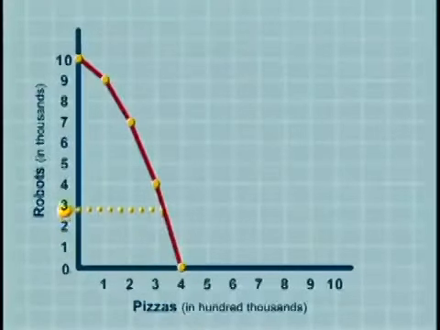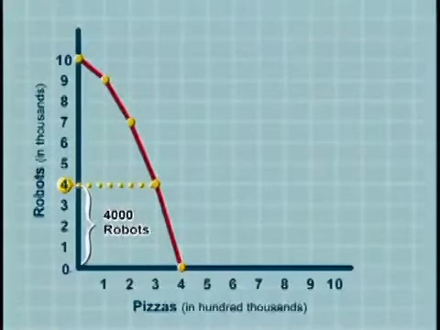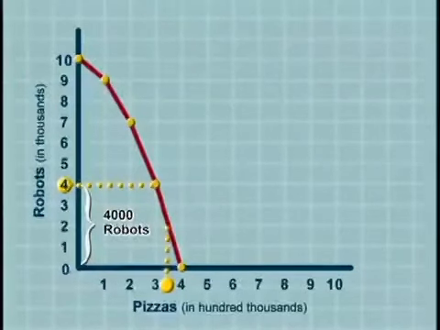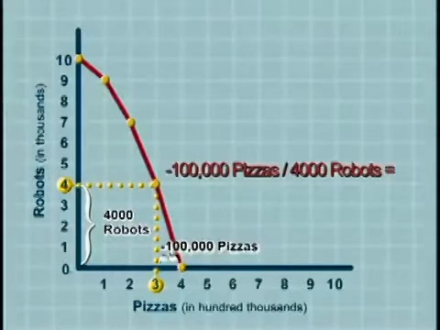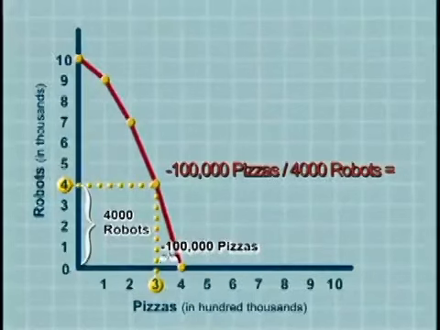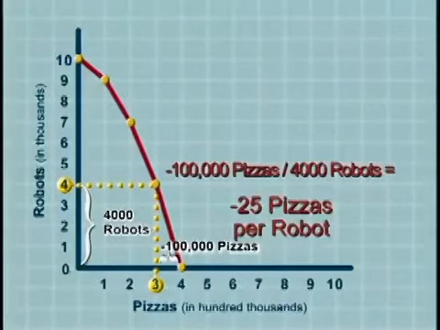Go from making 0 robots to 4,000 of them and we get quite a payoff. What does it cost us in terms of pizza? The chart makes it clear, 100,000 fewer pizzas. Or to put it another way, minus 100,000 pizzas divided by 4,000 robots. So the first 4,000 robots cost an average of 25 pizzas per mechanical man. 4,000 goes into 100,000 25 times. Since it's minus 100,000, that means minus 25. The minus sign simply says this is a cost, a subtraction from what we had.